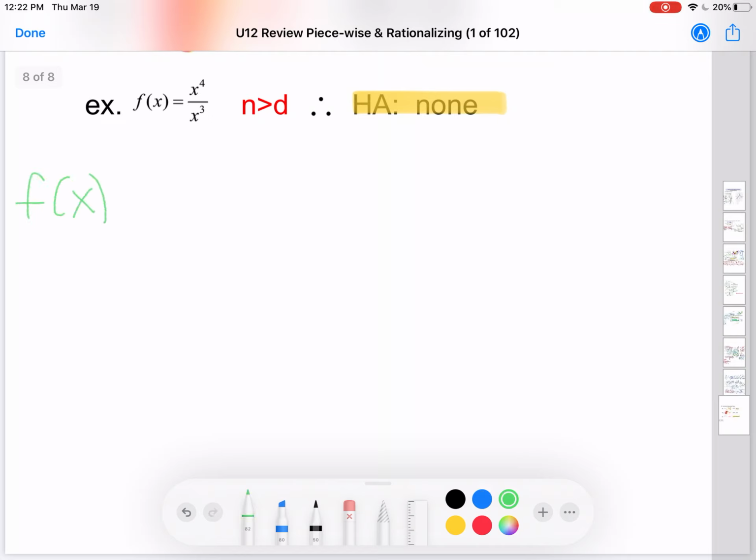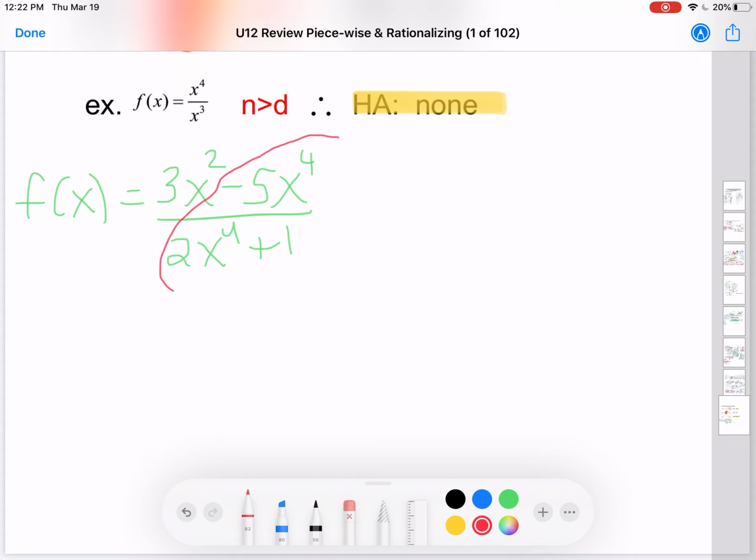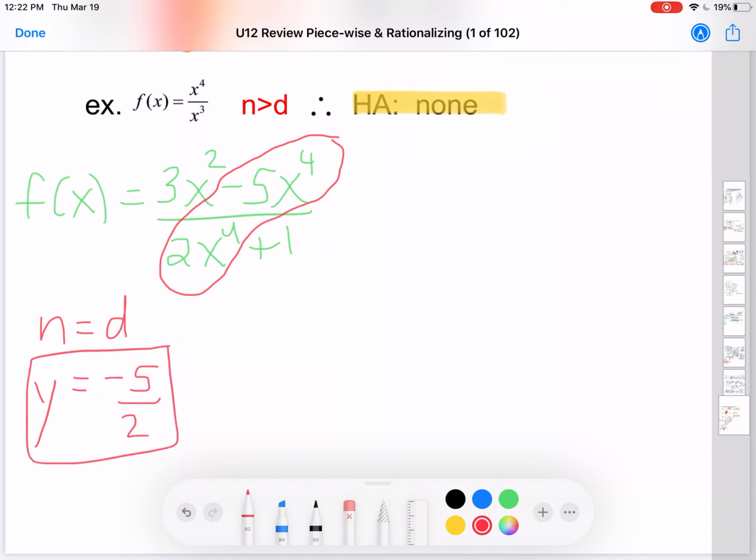Okay, if I give you f of x equals 3x squared minus 5x to the 4th over 2x to the 4th plus 1, and I want to know if there is a horizontal asymptote. We have to compare the highest degrees, so I would be comparing right here. And I can see that n equals d, so therefore the equation of the horizontal asymptote is equal to the ratio of the coefficients, so negative 5 over 2. Okay, let's try another one.